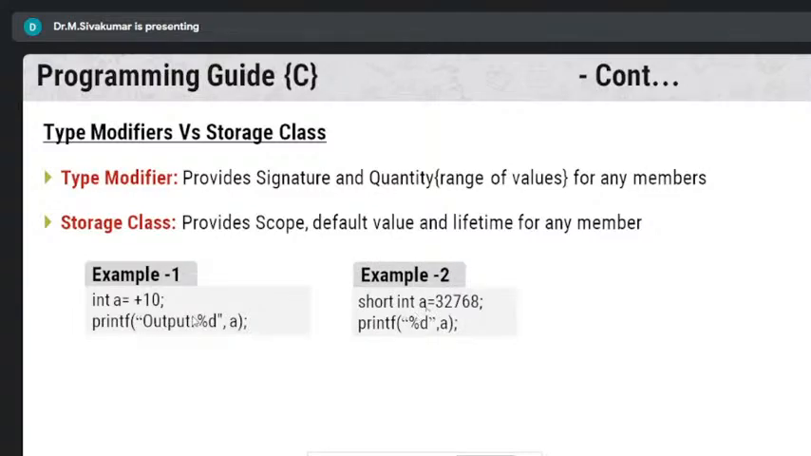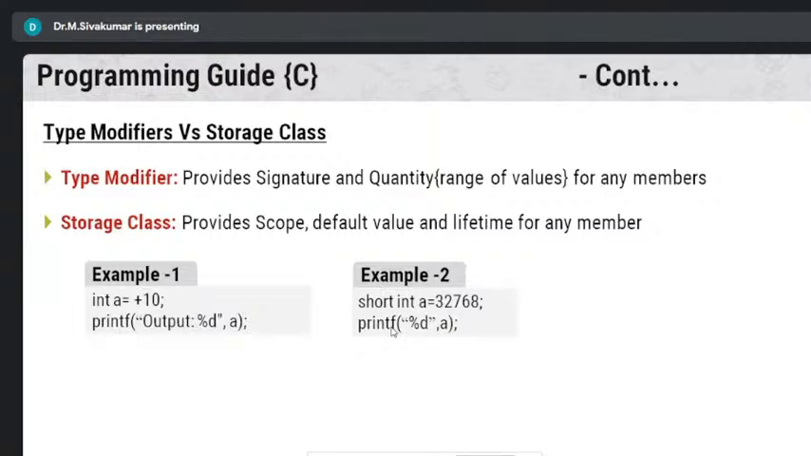I hope you can see this example also. I have a word called short. I hope you can recognize this one. What is meant by short? If I ask the students, automatically they will have a doubt: what is short? What is the use of short? So we need to make them clear.